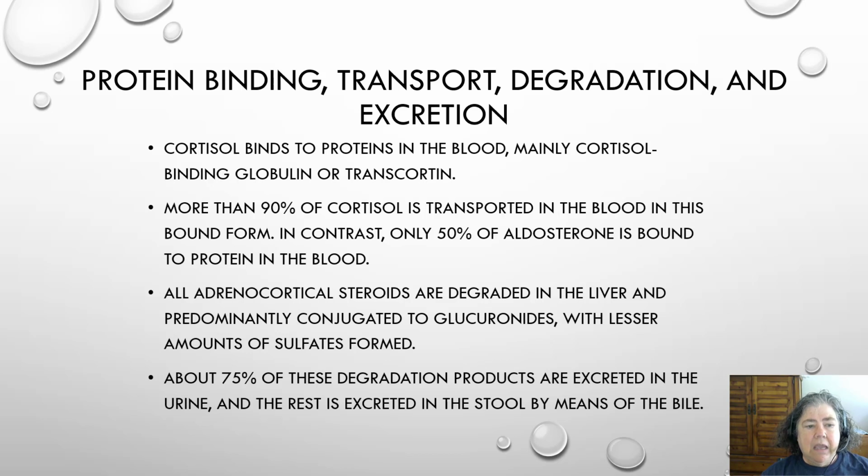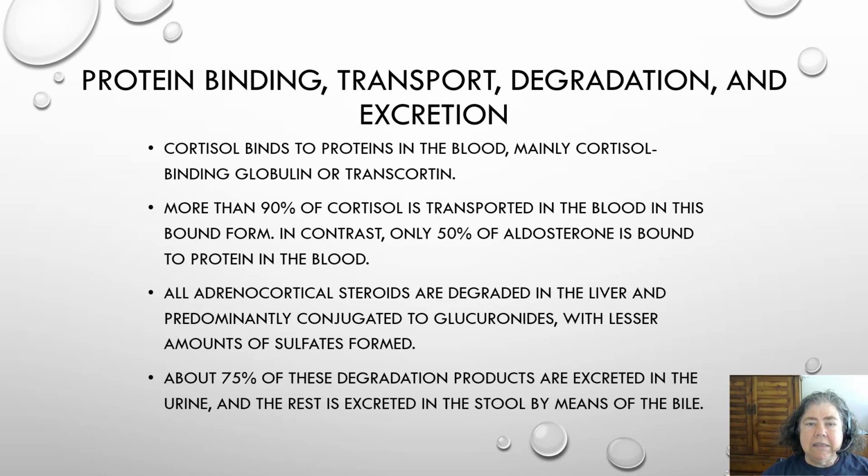Cortisol is extremely bound to proteins in the blood, and there are a couple of cortisol specific binding proteins. Something called cortisol binding globulin, and its other name is transcortin. It transports cortisol. It's made by the liver, and 90% of circulating cortisol is bound to proteins, especially to cortisol binding globulin. Aldosterone is much less tightly bound, only about half of it is bound to proteins.